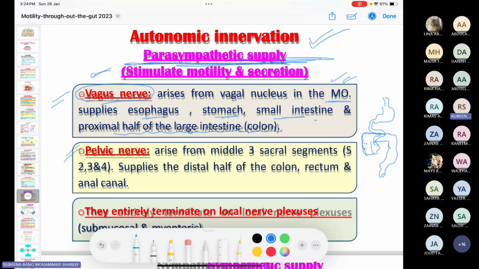Then pelvic nerve. It also arises from middle three sacral segments. Middle three sacral segments. S2, S3, and S4. And it supplies the distal half of the colon, rectum, and anal canal. So distal half here, half of the transverse colon, and this one, descending colon. Then this is the sigmoid colon, and this is the rectum, and this is the anal canal. So this is supplied by the pelvic nerve, okay, which originates from the middle three sacral segments.